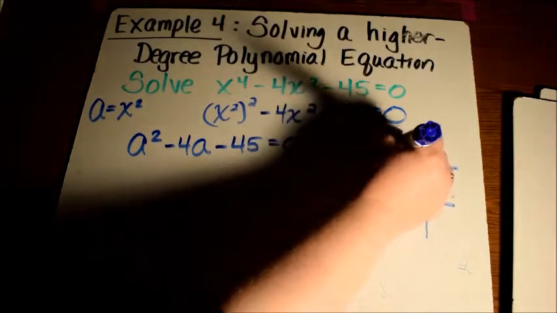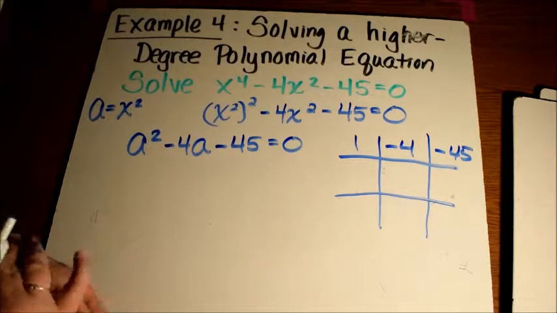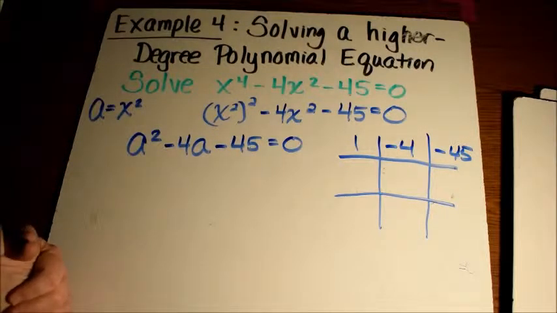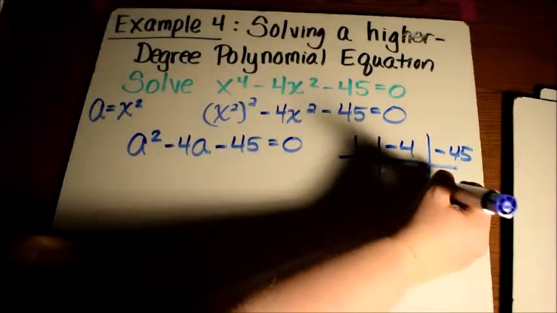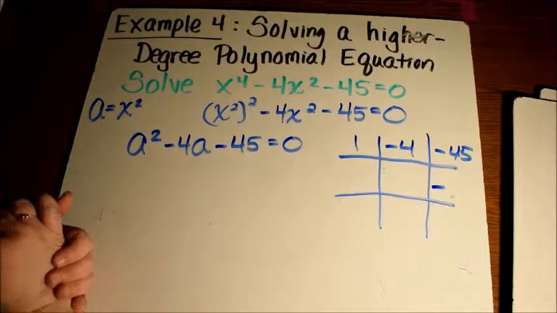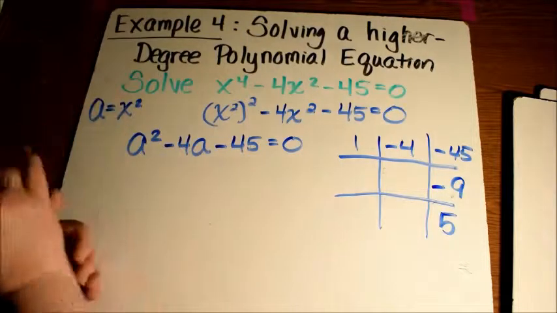So 1, negative 4, negative 45. So two numbers that multiply to be negative 45 and add to be negative 4. I know the bigger one's going to be negative. So how about negative 9 and positive 5?